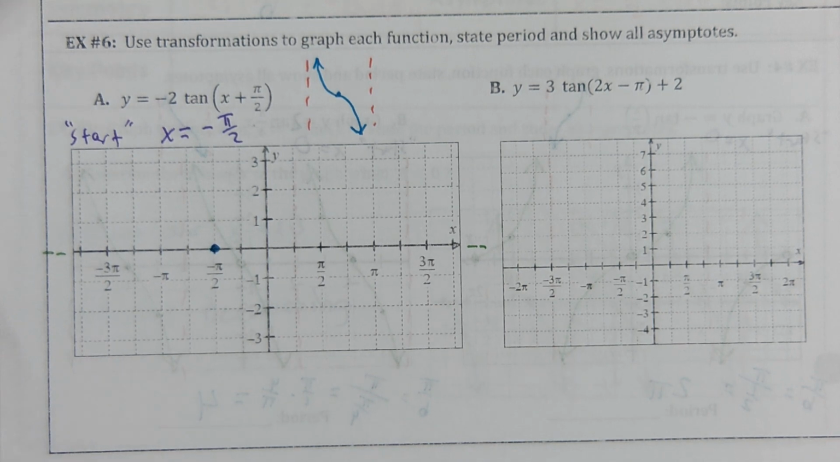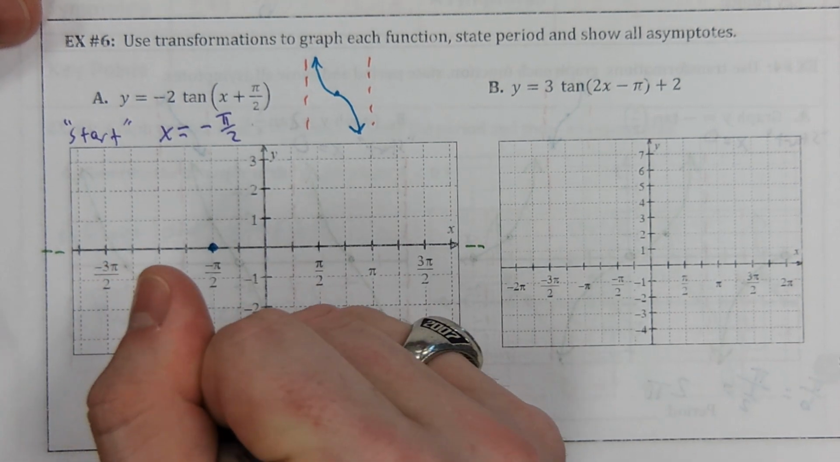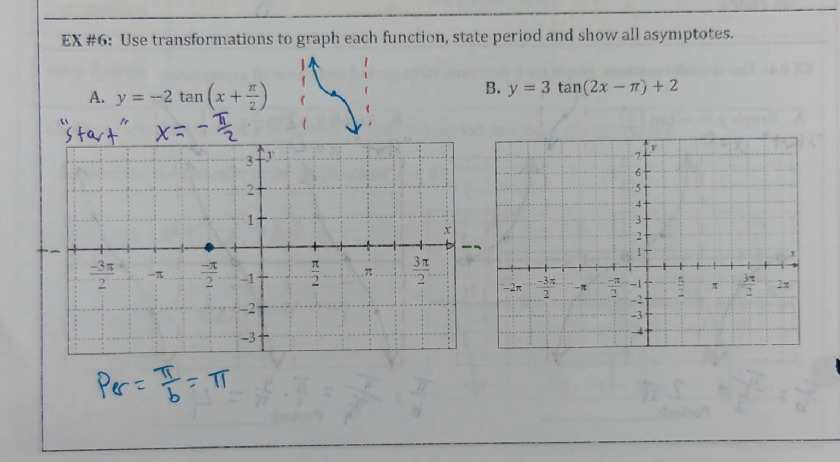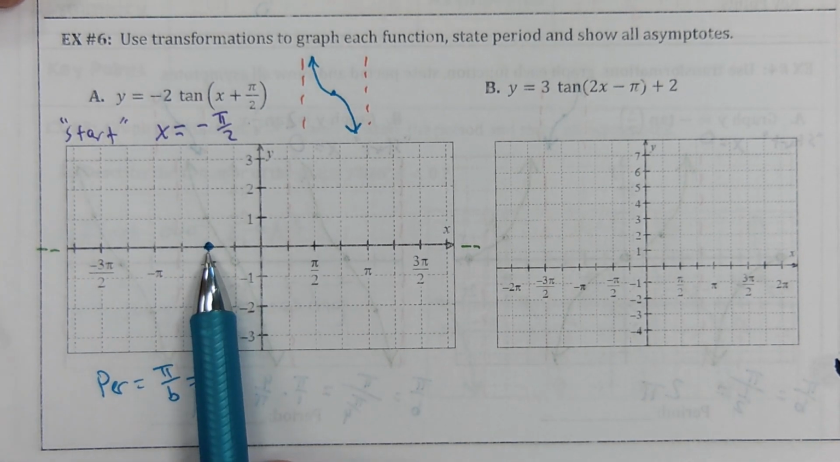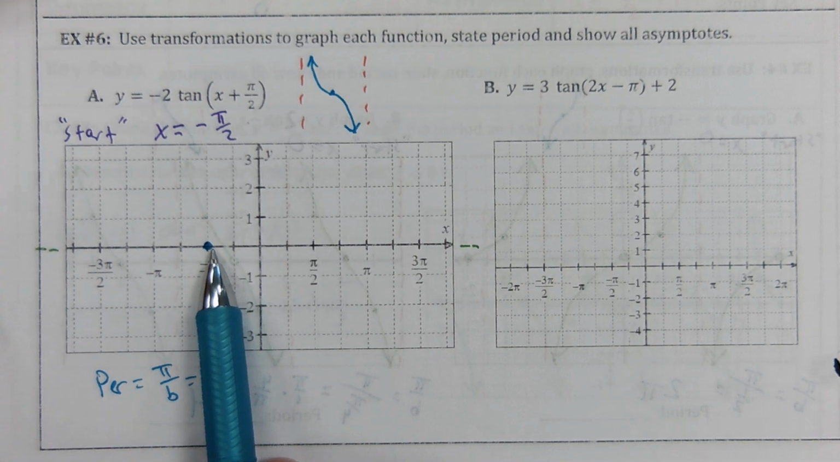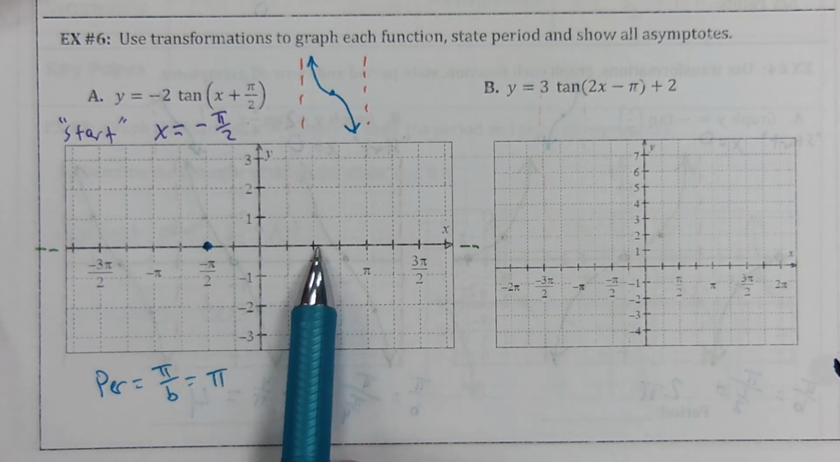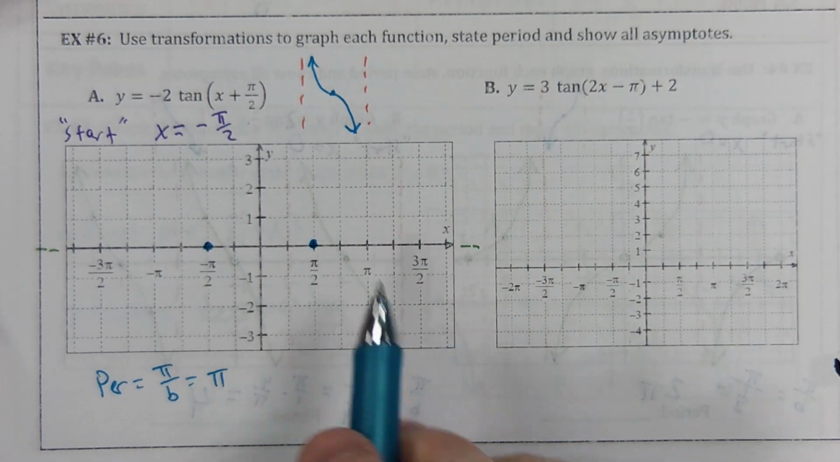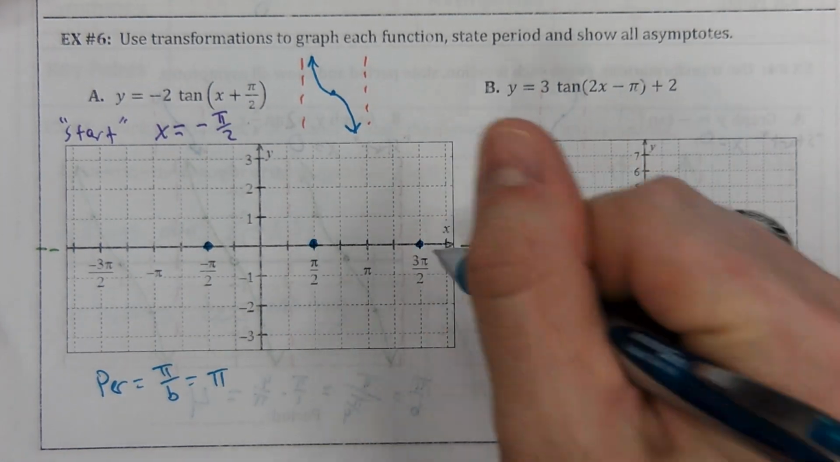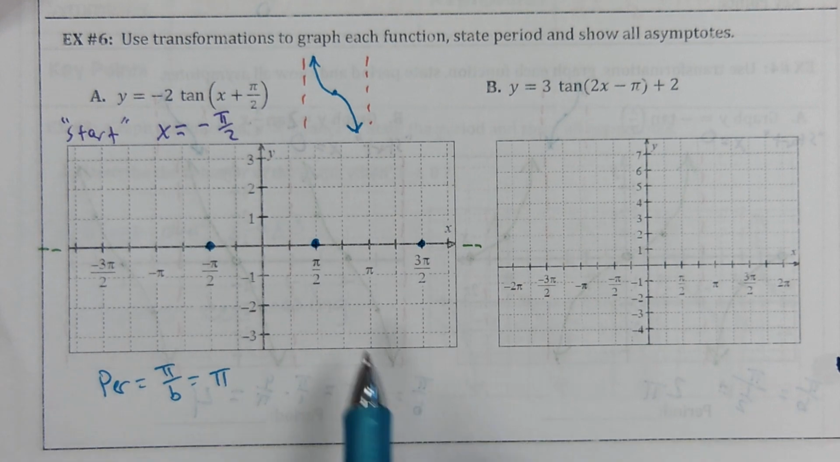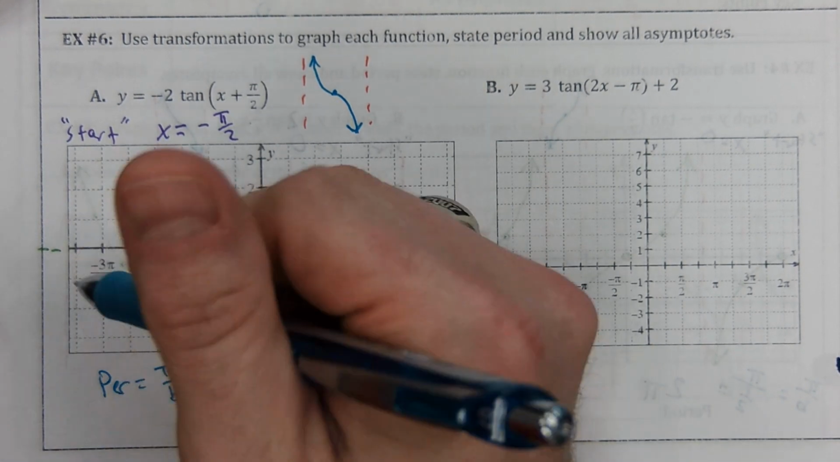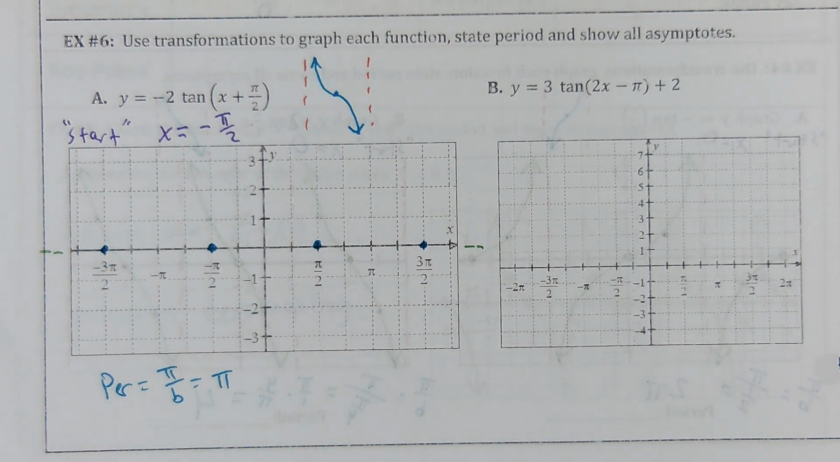Now, the period length is supposed to be pi over b. Our b value is 1, the number in front of x. So pi to the right and pi to the left of this number right here is where we find our other inflection points. Pi to the right: negative 1/2 plus 1 is 1/2, and 1/2 plus 1 is 1.5. Or you can just count the tick marks: 1, 2, 3, 4 to the right, 4 to the left. Like that.